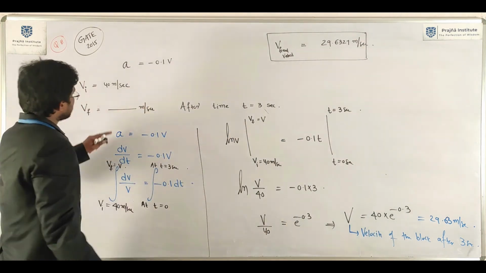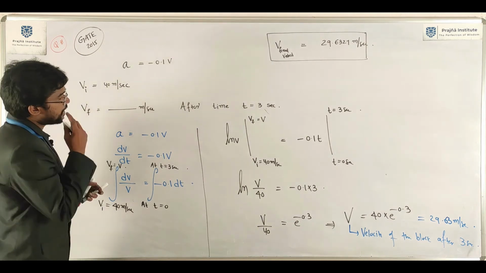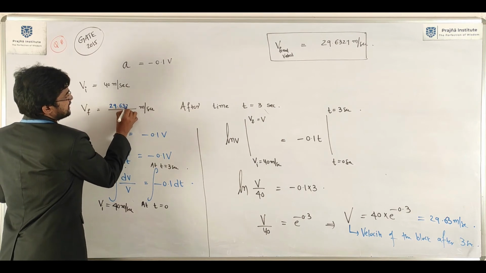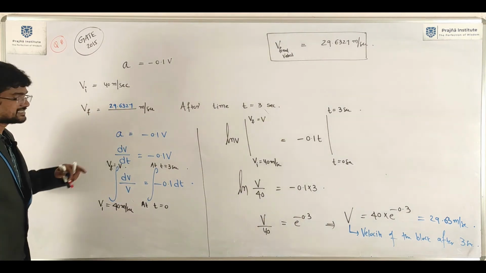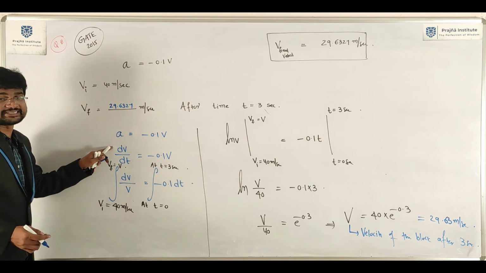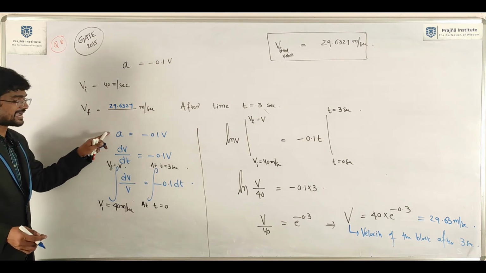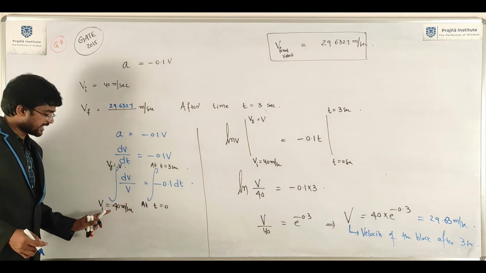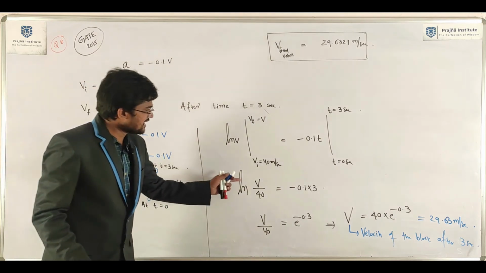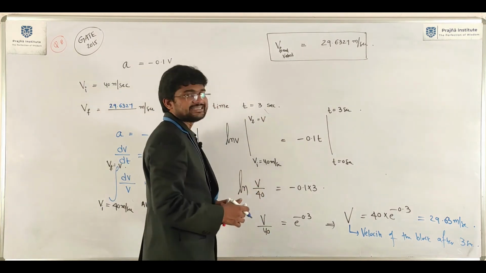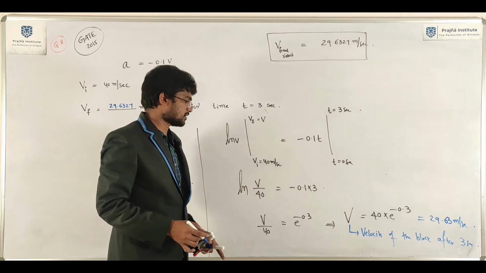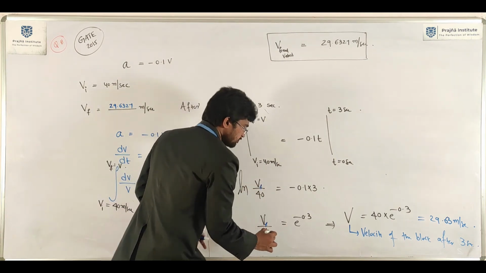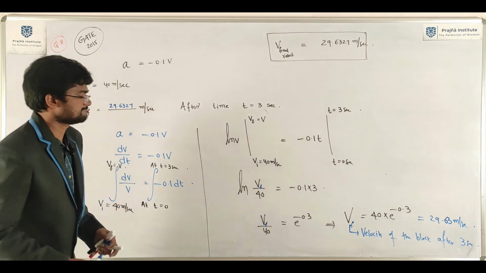Initially you took this particular expression. So what is the velocity after 3 seconds? 29.6327 meter per second. Initially write acceleration in terms of velocity. Rate of change in velocity is nothing but acceleration. Just apply the time limits. Then the initial velocity is given as 40 meter per second. Just take limits. This is the finite integration. So finally you got the final velocity.